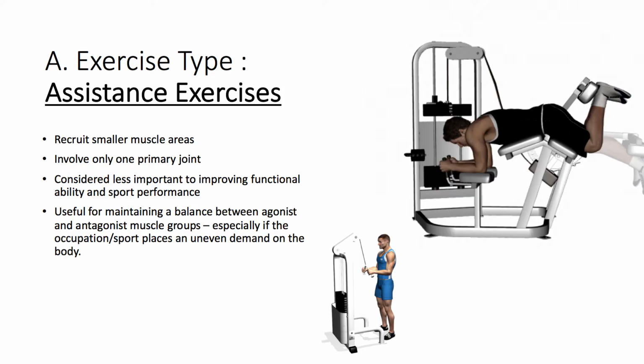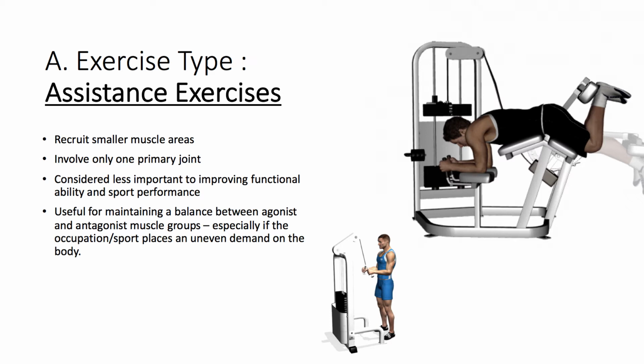The second type of exercise is assistance exercises, and these recruit smaller muscle groups. They usually involve only one primary joint, and as you can see in the pictures, they're typically machine-based exercises that isolate one specific muscle group. They are considered less important to improving functional ability of your client as well as sport performance, because obviously you're never lying on your stomach doing a calf raise in a sport. So they're not really sport specific. You would go towards a core exercise instead of an assistance exercise if you're looking to develop a specific muscle movement pattern that's related to functional ability in a sport.